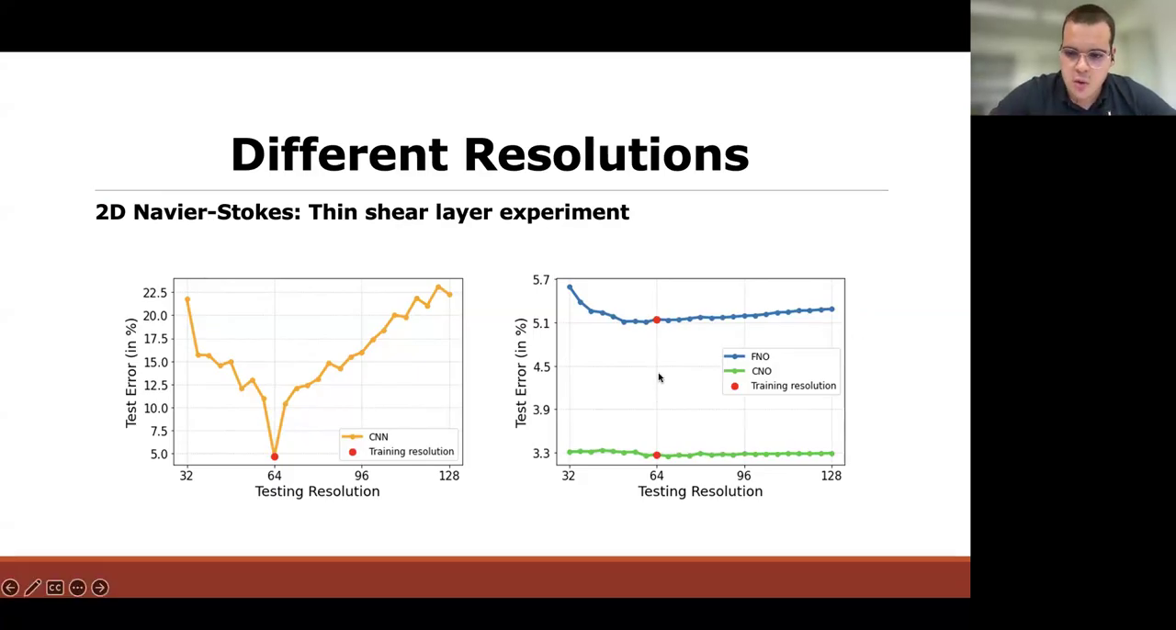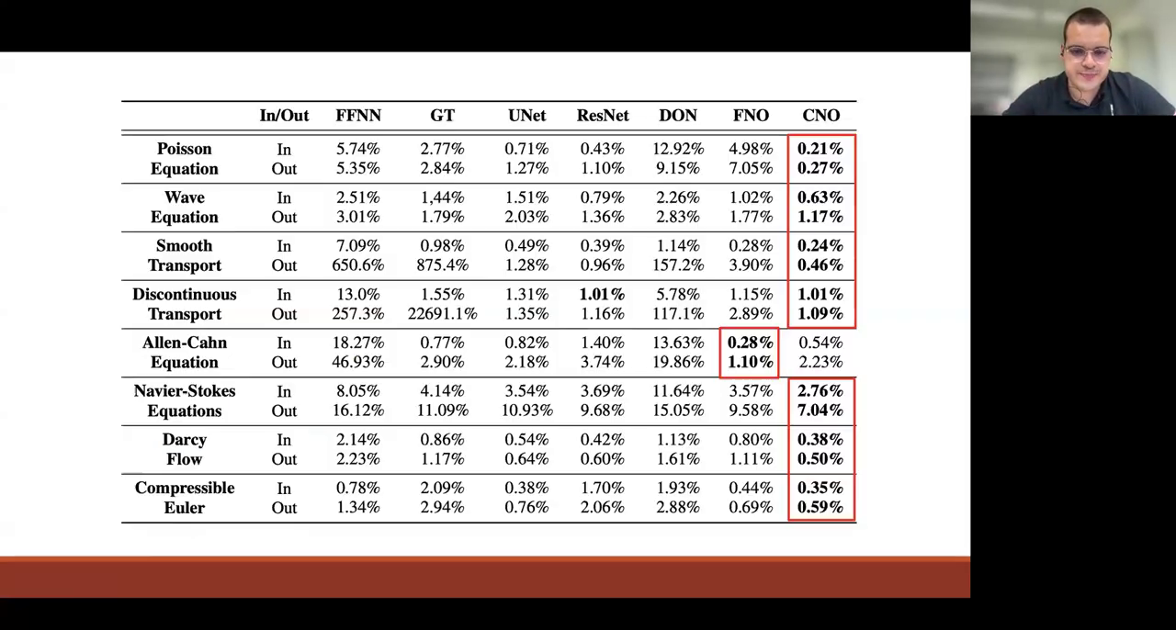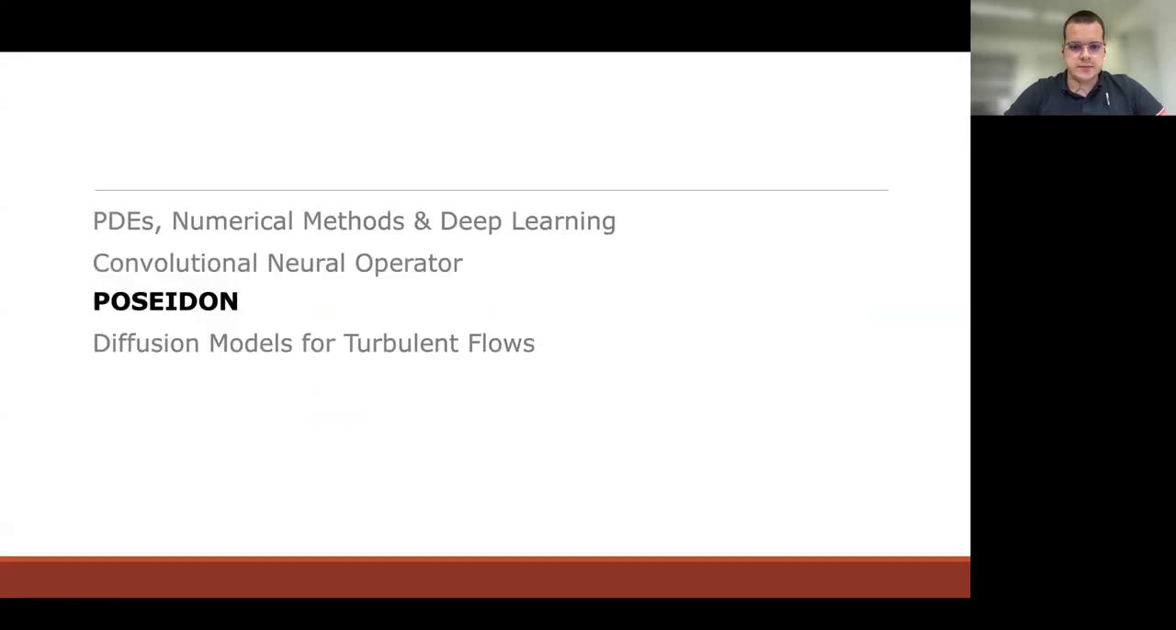across different resolutions, while the CNO and the FNO model, which is one of the most famous, if not the most famous neural operator, can generalize across different resolutions. And CNO, at least in this experiment, was very flat. FNO was also performing very well in this experiment. And then this table shows all the different PDEs that we tested out, and CNO performed very, very well in all the cases.